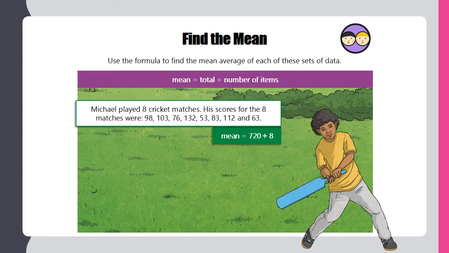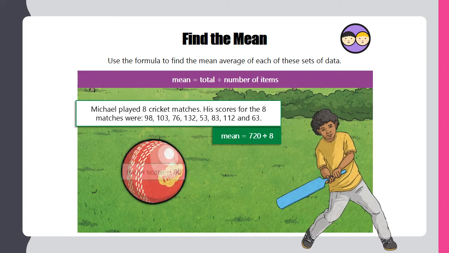Excellent. So if you add those numbers together, we know that totals 720. We know he played 8 matches, so we do 720 divided by 8. What's 72 divided by 8? That's right, it's 9. So 720 divided by 8 is 90. So the mean average is 90. Well done if you managed that one.